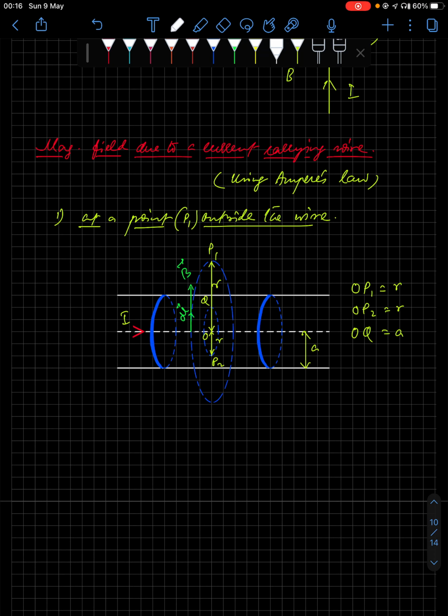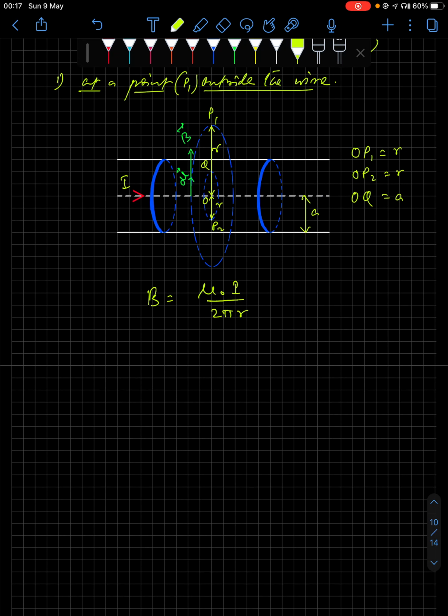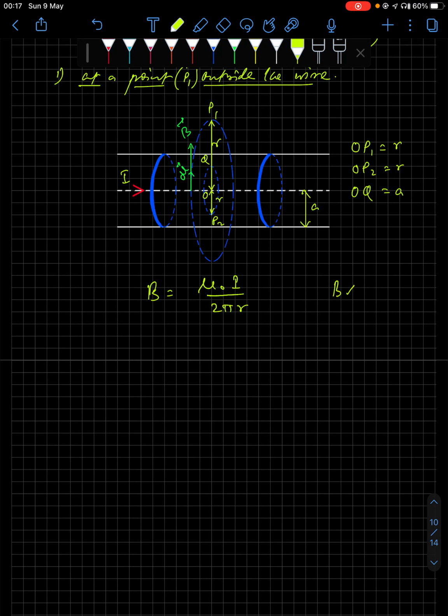For the first case, at a point P1 outside the wire, again the derivation is done in the PDF file. I'll go to the relation directly. Here you see that the point P1 is at a distance R from the center of the wire. In such a case, the magnetic field relation comes out to be B equal to mu naught I by 2 pi R. Again here B is inversely proportional to R, so greater is the distance, weaker will be the field.